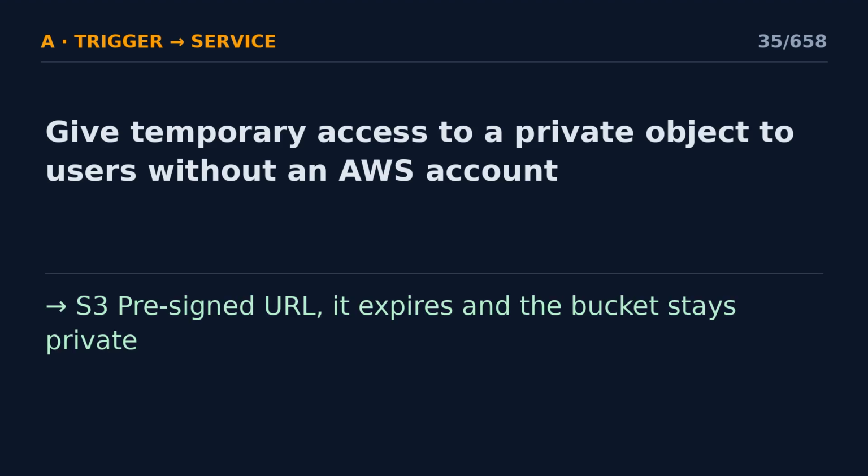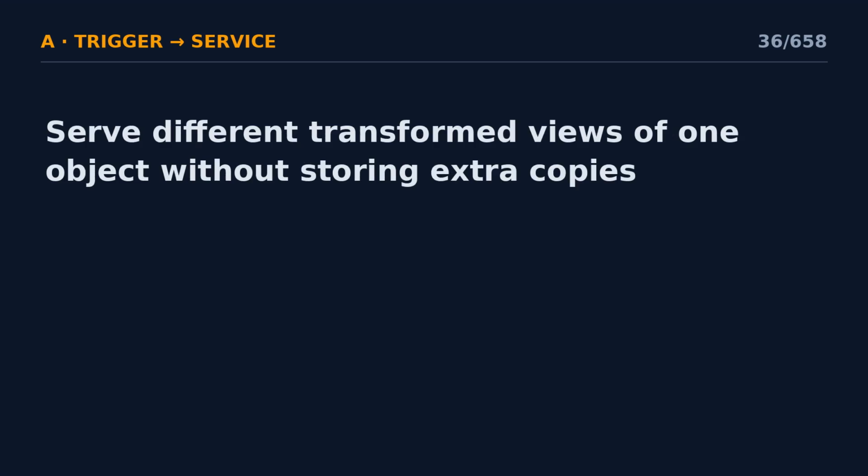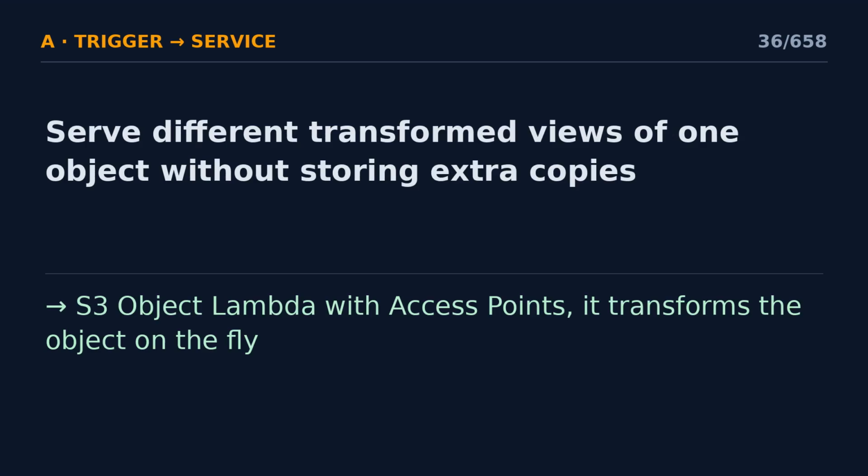Answer. S3 pre-signed URL. It expires and the bucket stays private. Serve different transform views of one object without storing extra copies. Answer. S3 Object Lambda with access points. It transforms the object on the fly.